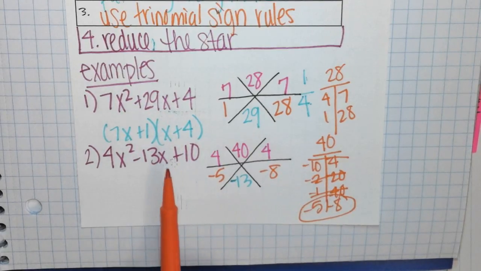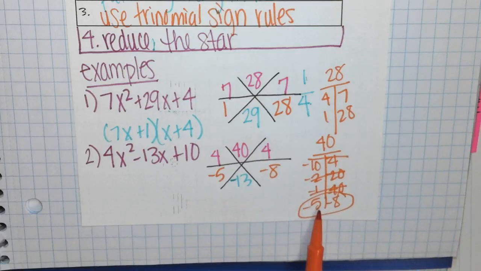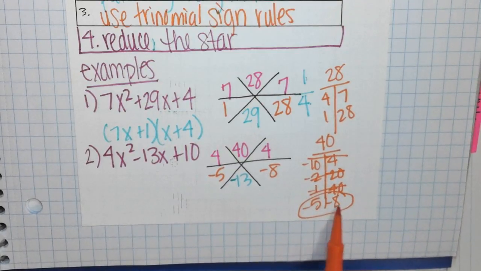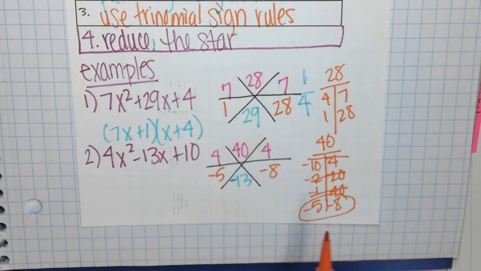Okay. Alright, so if C is positive, both signs are going to match B. Since this is negative, they're both going to be negative. Now the reason is, negative 5 times negative 8 is positive 40. Right? And that's what we need. But we need negative 5 plus negative 8 to be negative 13.